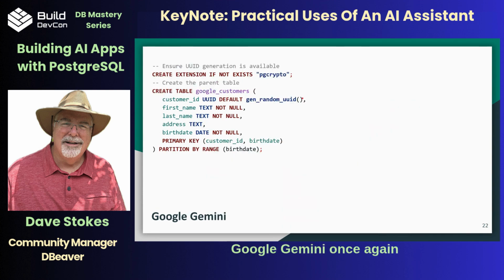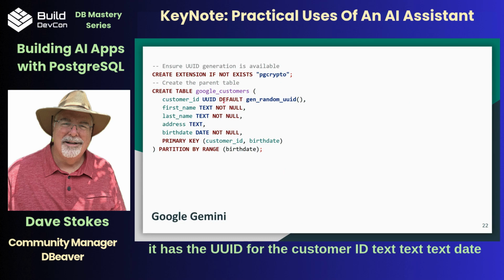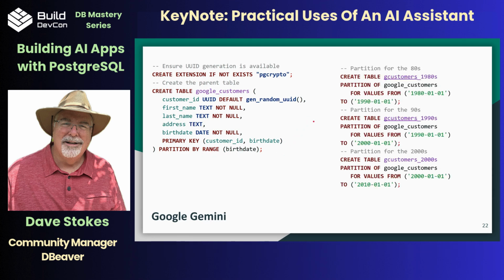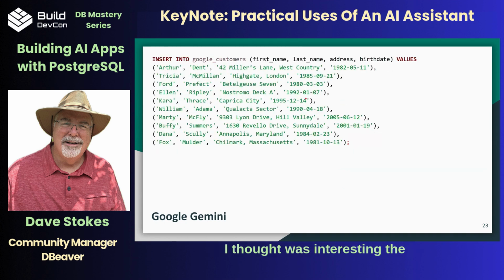Google Gemini, once again, PG crypto, similar, in that it has the UUID for the customer ID, text, date. We can go into why text is more valuable later. Primary key, customer ID, and birth date, partition by range birthday. The partition is also by decades, which I thought was interesting. The test data is fairly generic.